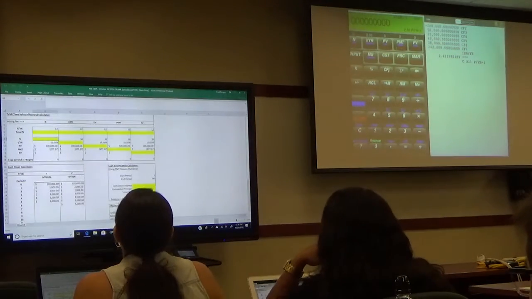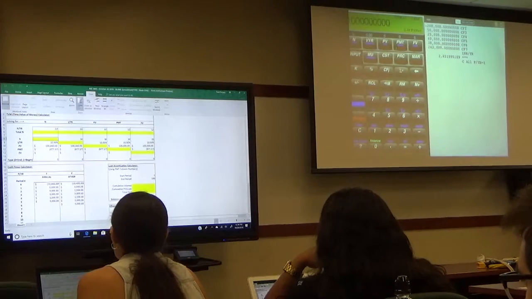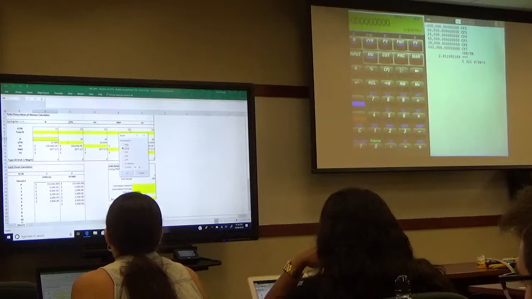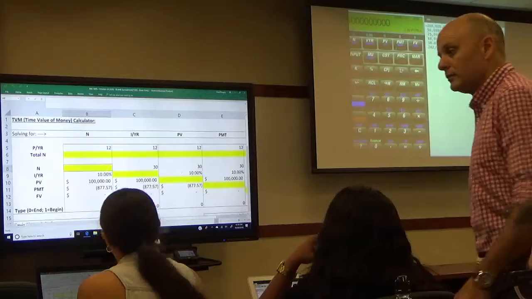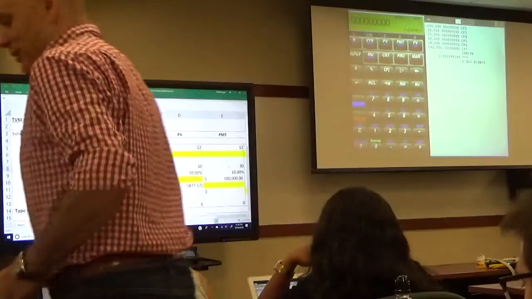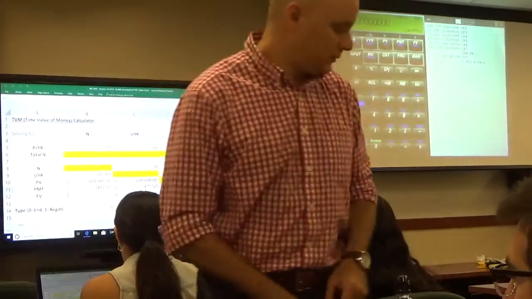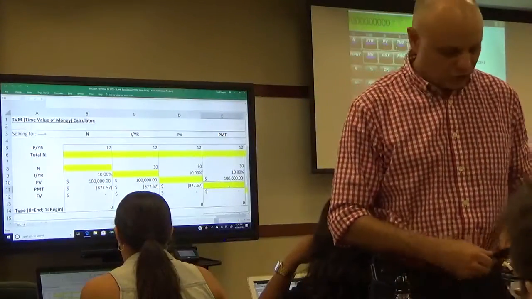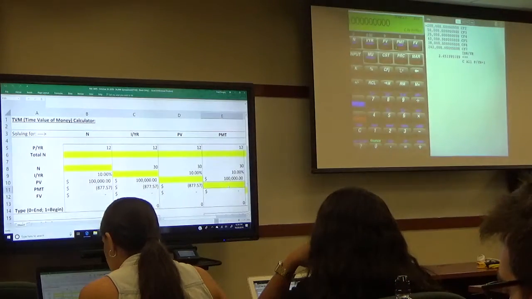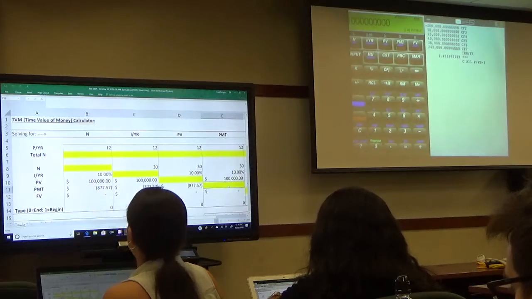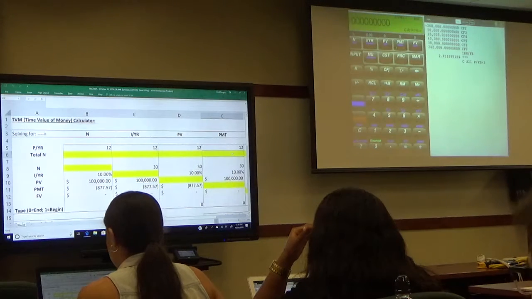We're going to blow this up a little bit, because I'm sure some of you are much like me, and your eyesight's not what it used to be. So let's go over to the column that has payment in it, and go down specifically to cell E11. Actually, before we do that, we're going to go up to E6.